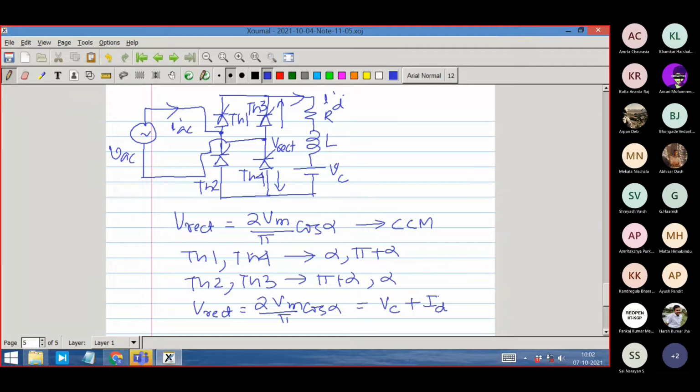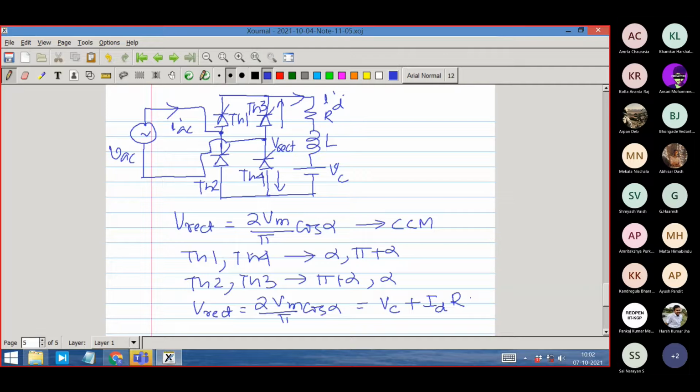Look at the way I am writing: capital ID implies the average current of the DC side. For the average current, you integrate from alpha to pi plus alpha and divide by the period, to get the average ID into R. So that is the way these two equations are formulated.